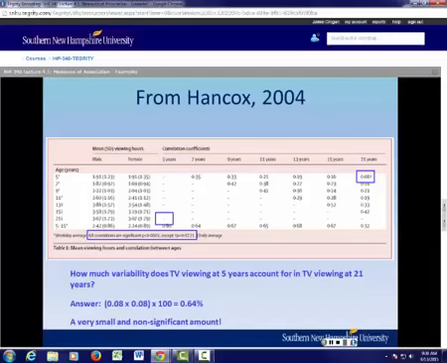This tells me that as children grew up, their TV viewing habits changed. Now, it could have been that the heavy TV watchers at 5 years became not heavy TV watchers at 21, or the opposite. The light TV watchers at 5 years became the heavy TV watchers at 21. These two are just not related to one another.